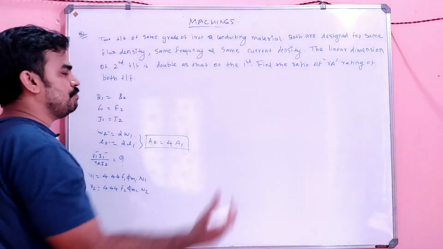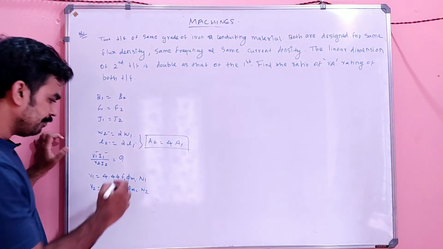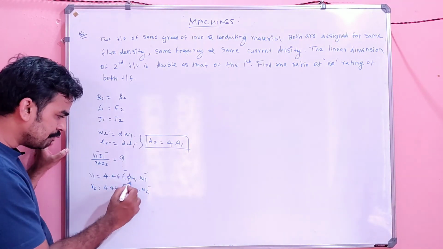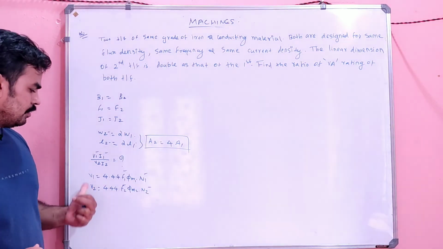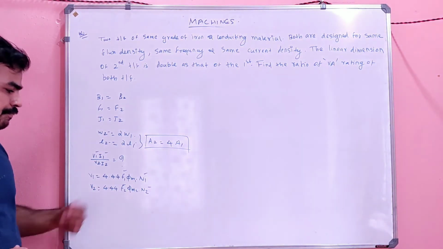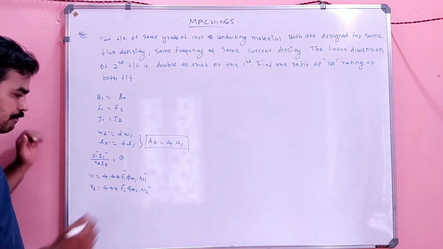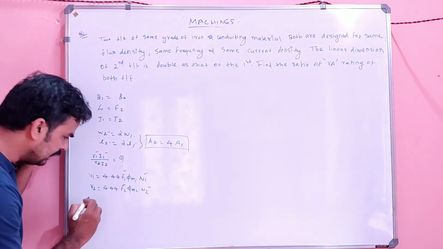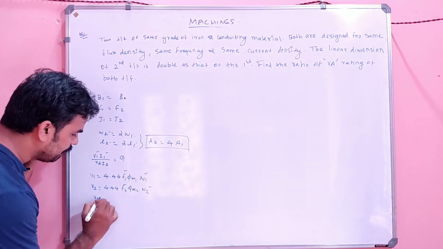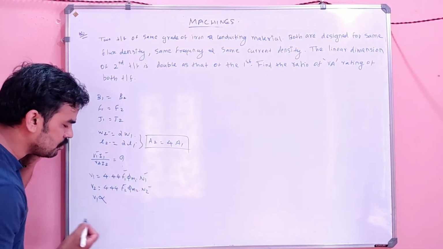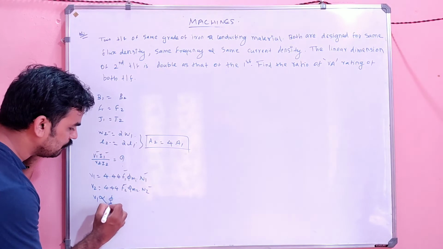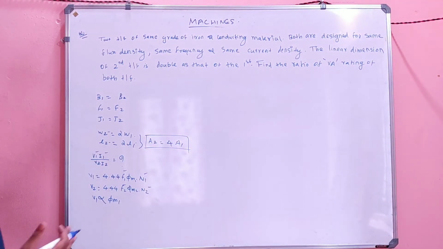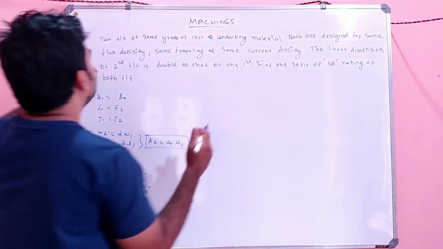For the same conductor material, N1 and N2 are the same. For the same frequency, V2 is equal to 4.44 F2 into phi m2, so F1 and F2 are the same also. So I can write V1 proportional to phi m1, because all are constant, right? Both are designed for the same flux density.